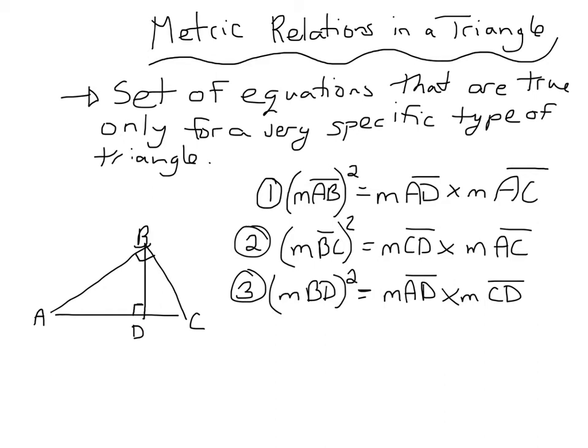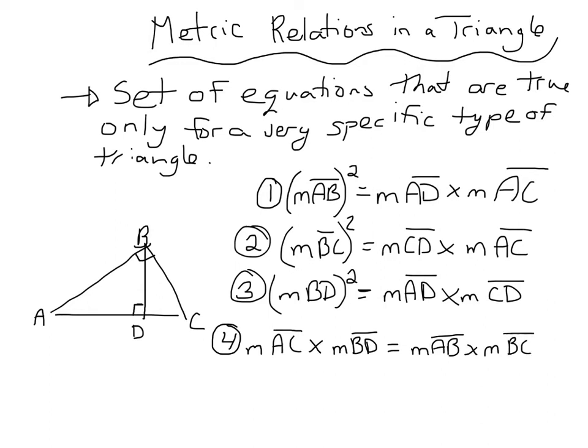And the fourth one is a little bit different because it doesn't have anything squared in it. It actually has four things. So the measure of AC times the measure of BD equals the measure of AB times the measure of BC. So it has four things in it.